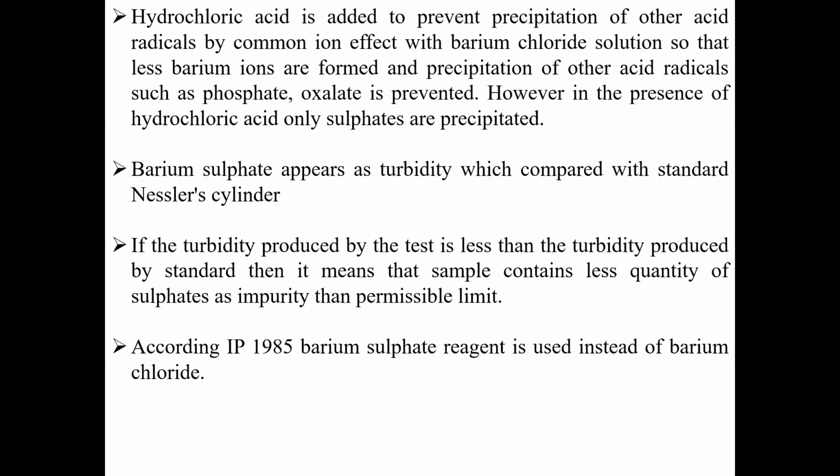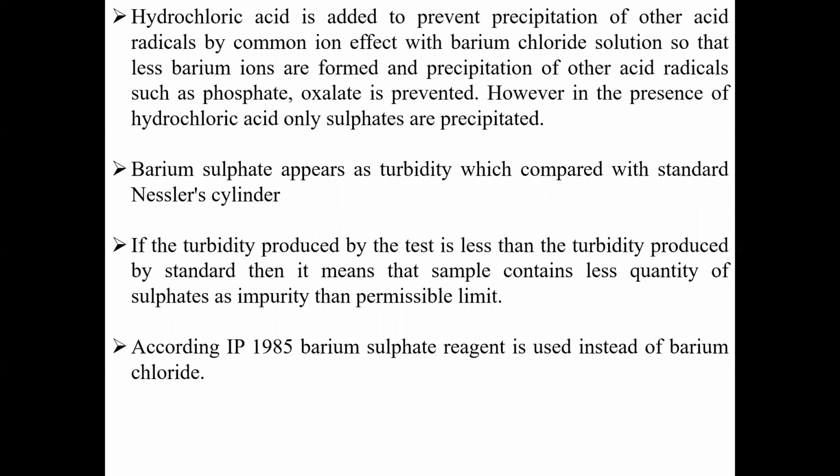So why do we have to add hydrochloric acid in the limit test for sulfate? We add hydrochloric acid to prevent the precipitation of other acid radicals. Some samples also have other radicals like phosphate, oxide or other acid radicals, and to prevent the precipitation of these radicals, we add dilute hydrochloric acid.